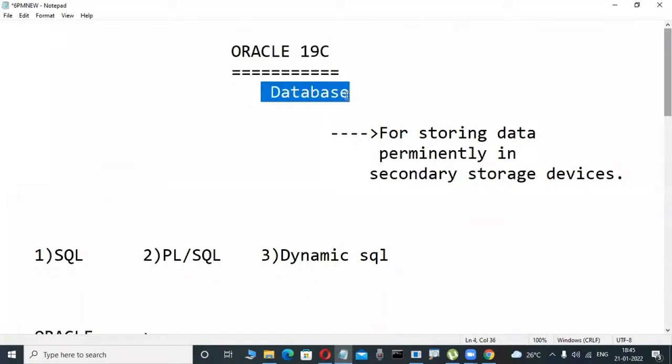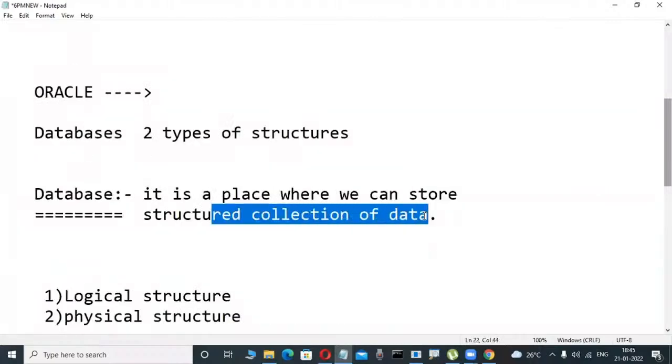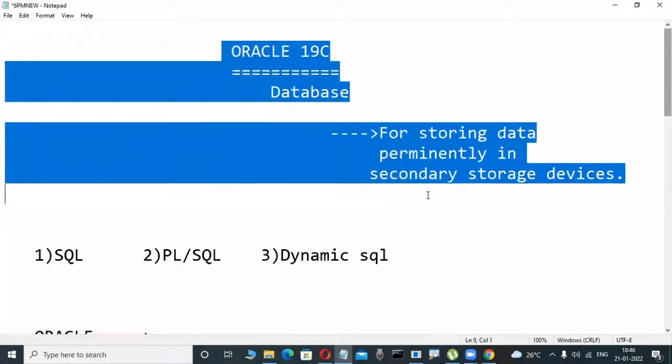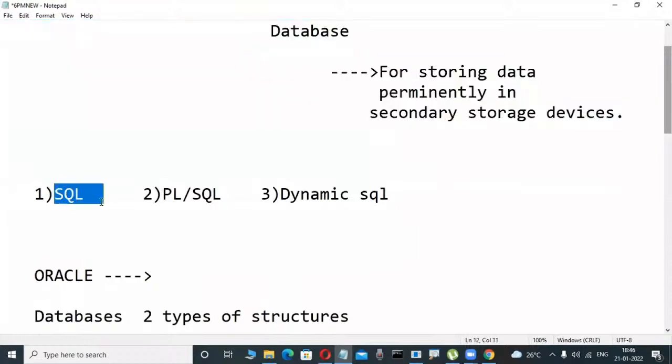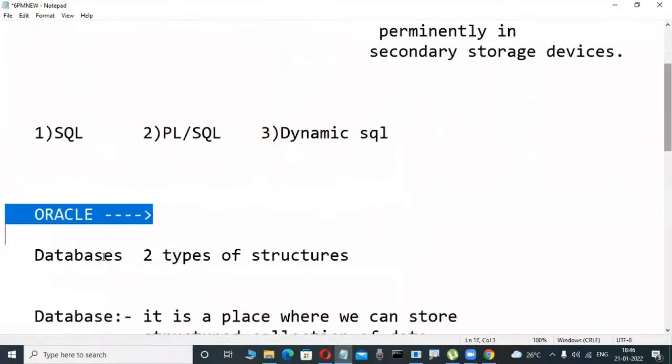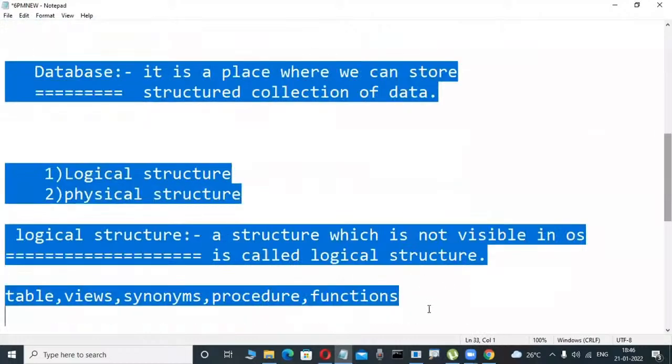What is a database? If anybody asks, as a developer, how we tell it: it is a place where we can store a structured collection of data. That is the logical side we are telling. What is the purpose of databases? Not only storing data permanently, but also retrieving and fetching the data efficiently from some place. If you want to operate this Oracle software, we are using SQL, PL/SQL, and dynamic SQL languages. Anywhere we learn an Oracle course, these three things are told only. That is a very small thing I'm telling.